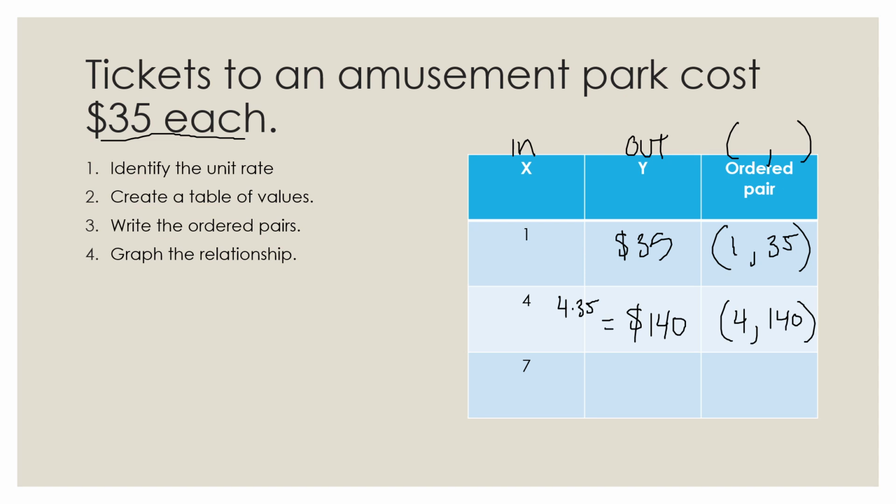And then last but not least, the huge family. They have 7 people that are coming to this amusement park. Well, we would just need to multiply 7 by our unit rate of 35. And I go 35 times 7, or 7 times 35, and that gives us $245. So our final ordered pair is going to be 7, 245. See you on the next slide.